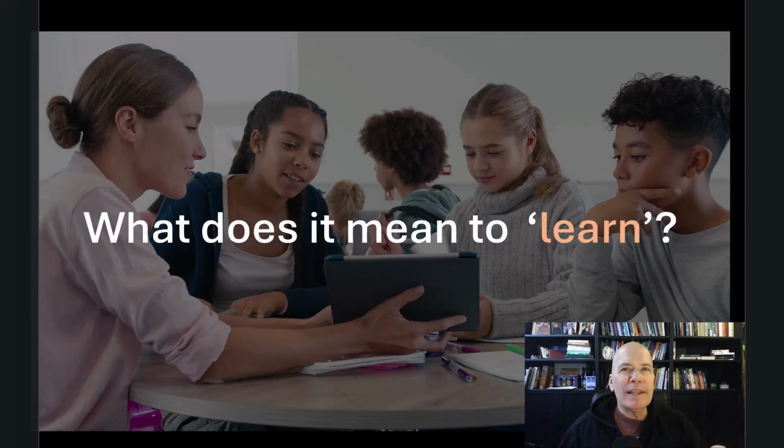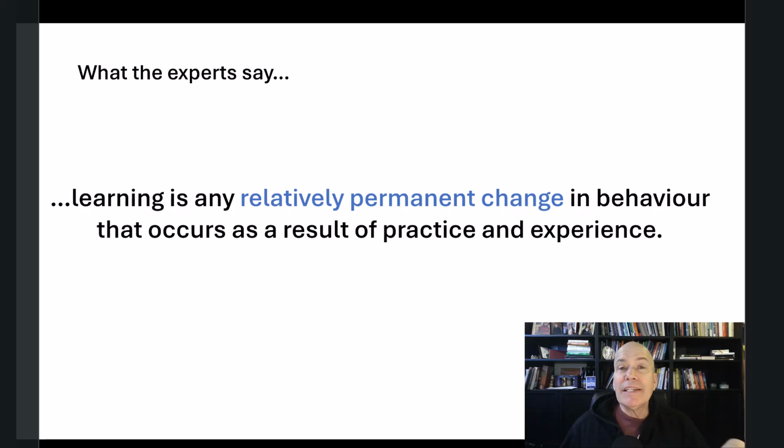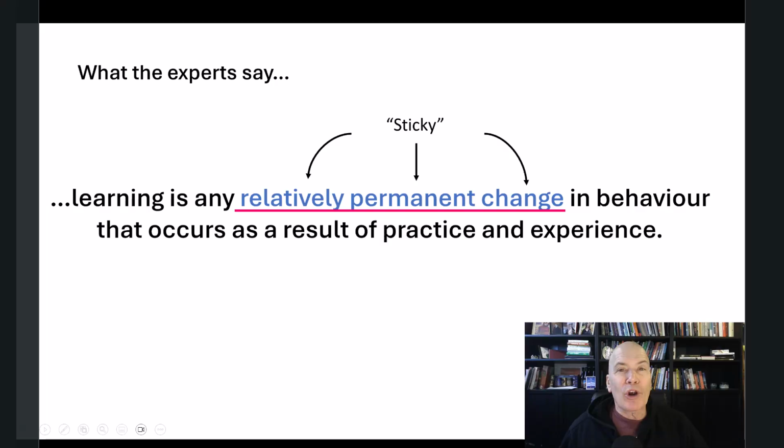Now, let's talk briefly about what it means to learn, because that's a term that teachers use all the time. They want their students to learn. What does that mean? Well, the experts say this, that learning is any relatively permanent change in behavior that occurs as a result of practice and experience. And I want to underscore this part, the relatively permanent change, because that is what we're going to refer to as learning being sticky. So how do we make that relative permanent change happen?